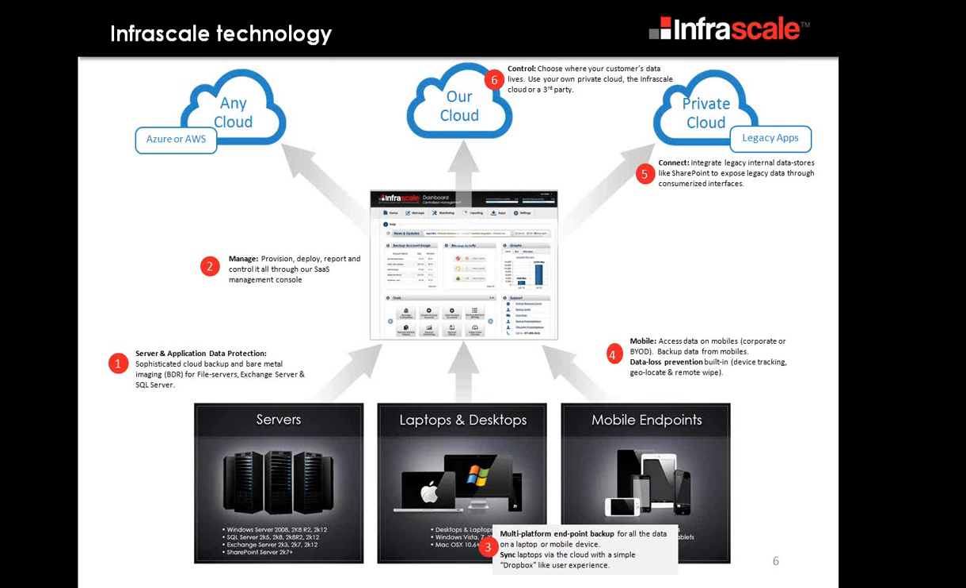So this means simply you can deploy these services on your own cloud if you have your own data center or racks in a colocation facility and you want to run our software on your infrastructure, or you can buy our software and deploy it through third-party infrastructure such as Microsoft Azure or Amazon Web Services. And you can also opt to have data come to the Infrascale cloud, selecting one of our 11 secure data centers located around the world. So you choose where your customer's data lives.